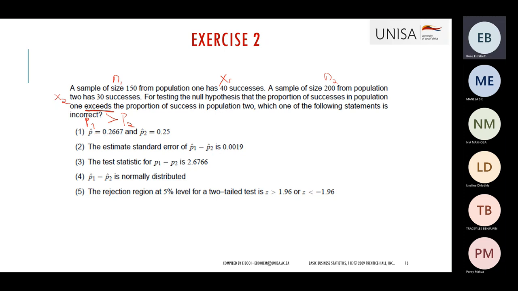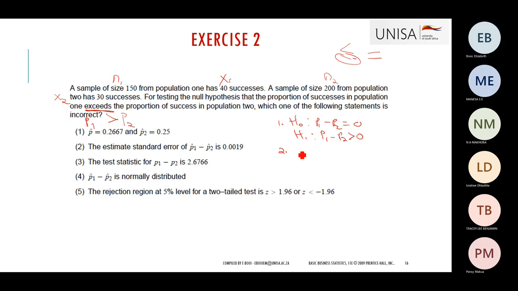Before I answer this question, I'm going to take a step back and do the hypothesis testing. Step number one is to state your null and alternative hypotheses. Your null hypothesis states that population 1 minus population 2 is equal to 0. Your alternative will be population 1 minus population 2 is greater than 0, because that's what the researcher wants to prove. I don't put less than or equal to in the null, because the null hypothesis always has an equal sign, and we teach this in STA1501. So that's the first step.